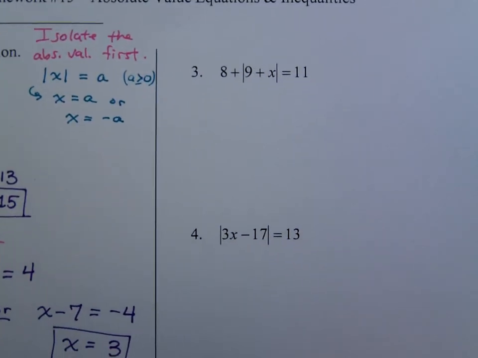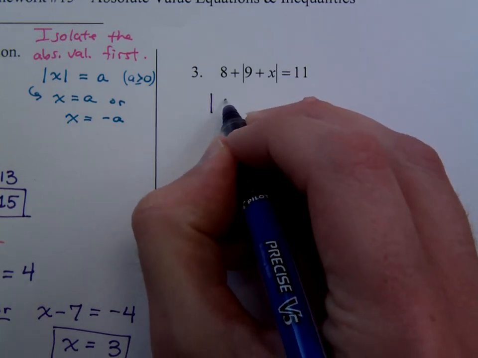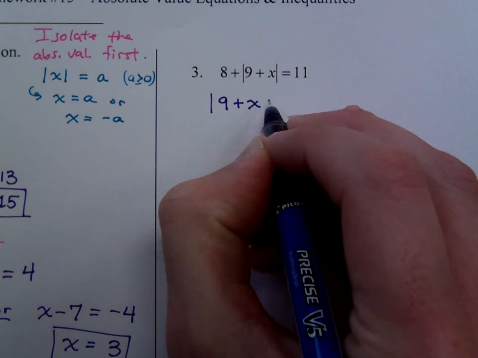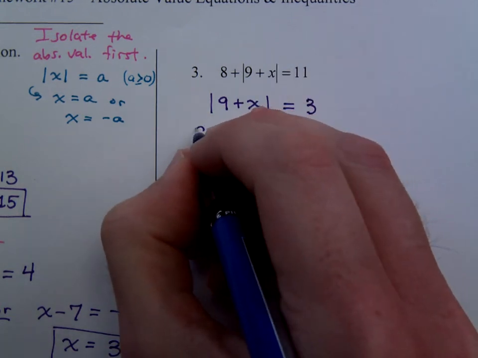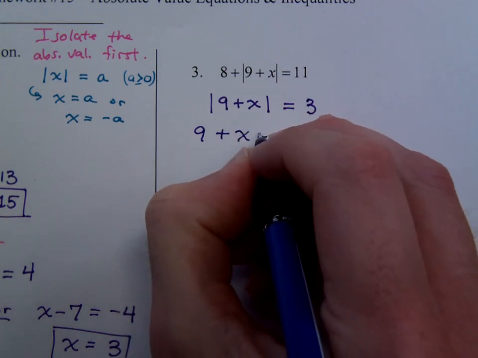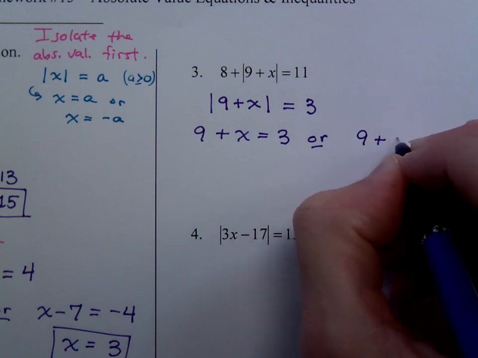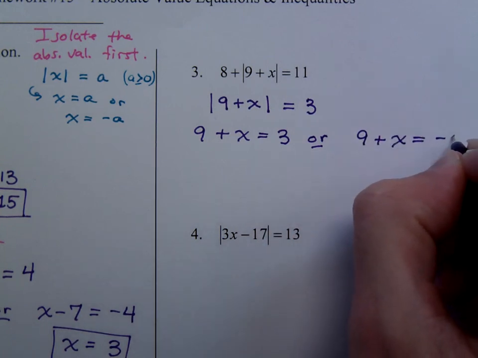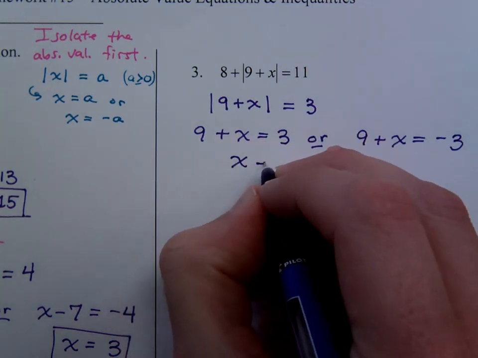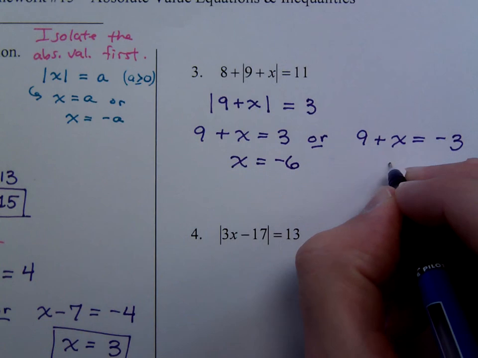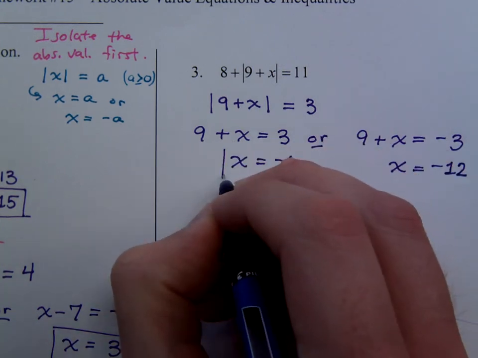Let's look at number 3. In number 3, we need to get the absolute value by itself, so move the 8 over. So the absolute value of 9 plus x is equal to 3. And what we've already seen, that means that the inside stuff, 9 plus x, has to equal 3, or the stuff inside the absolute value has to equal the opposite of that, which is negative 3. So solving for x, you get negative 6, or x is equal to negative 12.